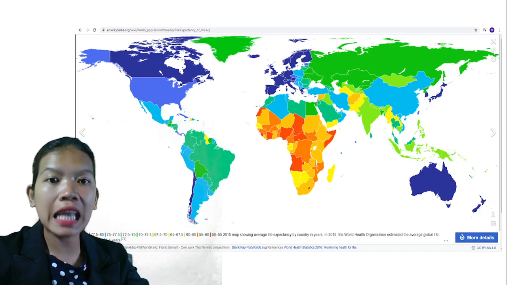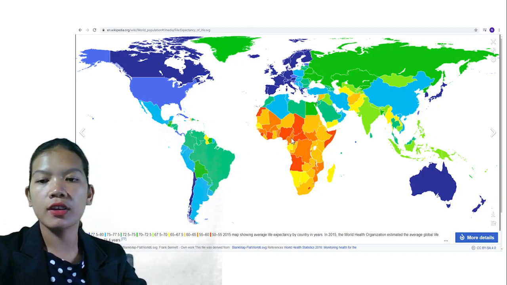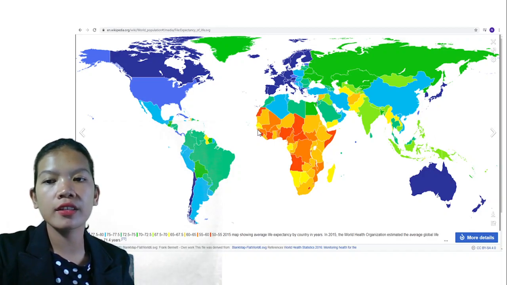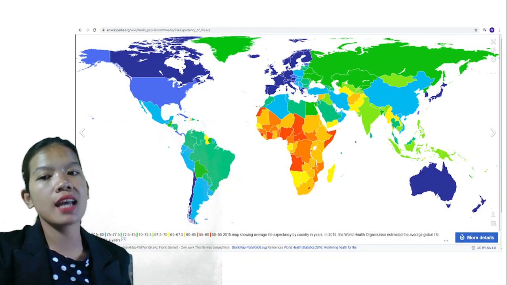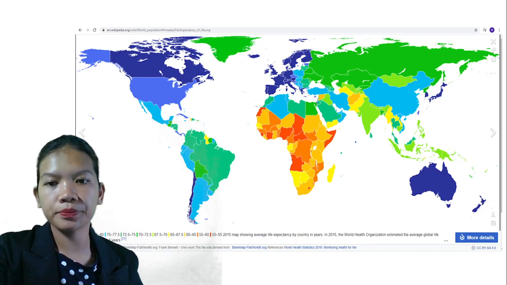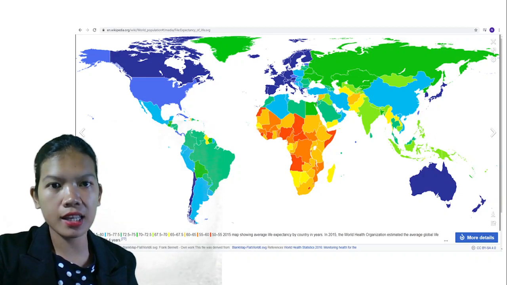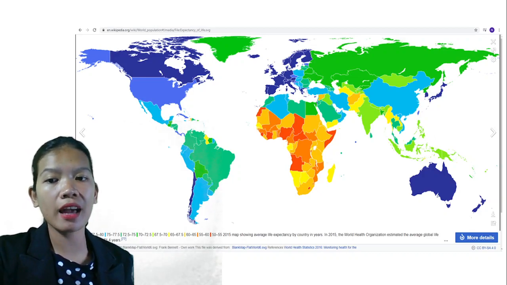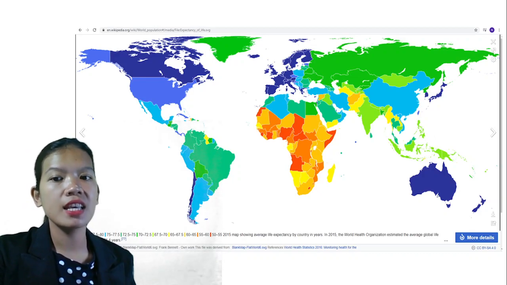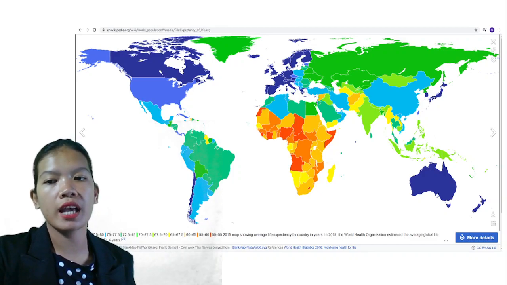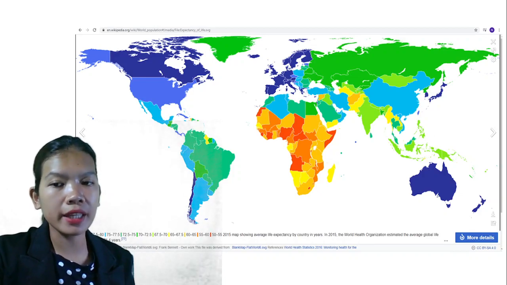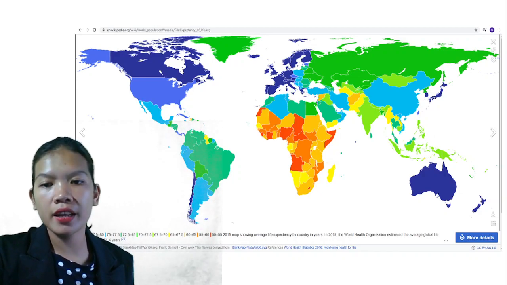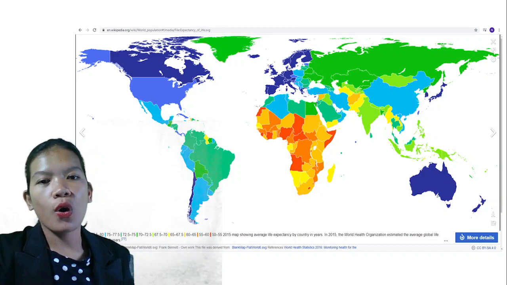The next is life expectancy. Life expectancy captures the mortality along the entire life course. It tells us the average age of death in a population. According to the World Health Organization, the global average life expectancy is 71.4 years as of 2015, with women living an average of 74 years and men approximately 69 years.